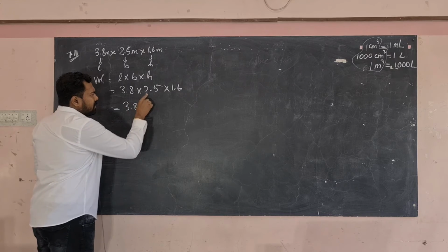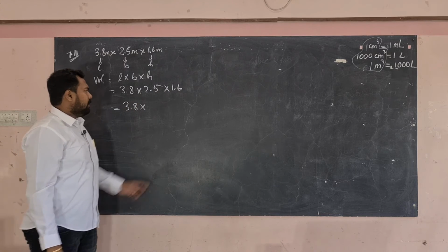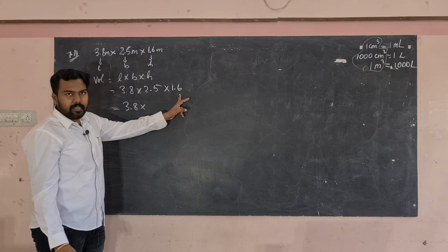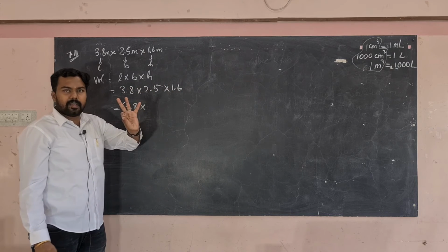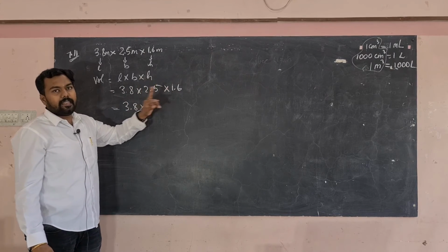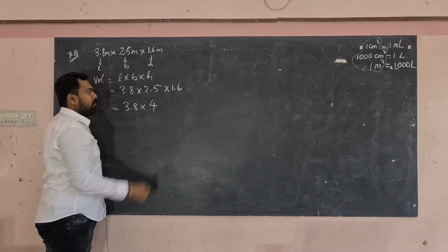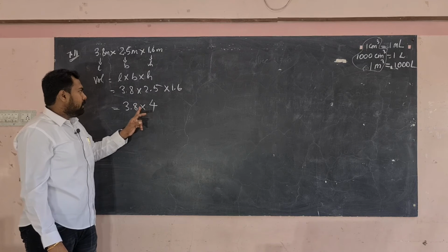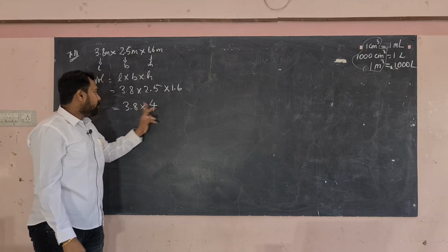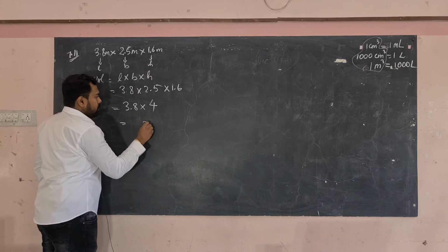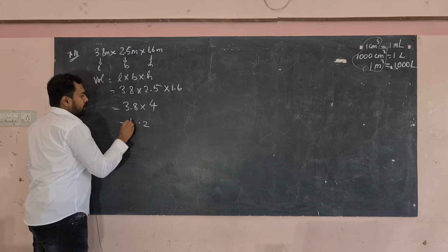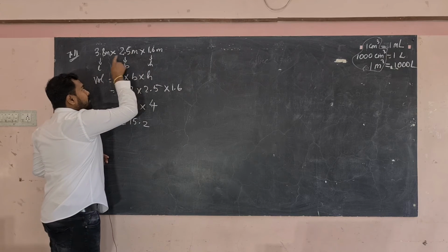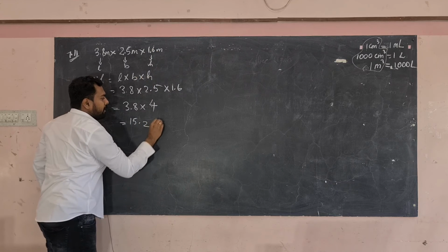3.8 into 2.5 into 1.6. If you assume it as 25 into 16, 20 into 16 is 320. 320 plus 80 is 400. So it will become 4. 2.5 into 1.6 will become 4. Okay. So 3.8 into 4. Now it is easy, right? 32, 3, 12, 15. So the answer is 15.2. Here also it is meter, meter, meter. So it is meter cube.